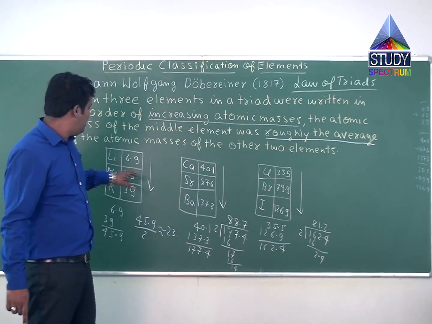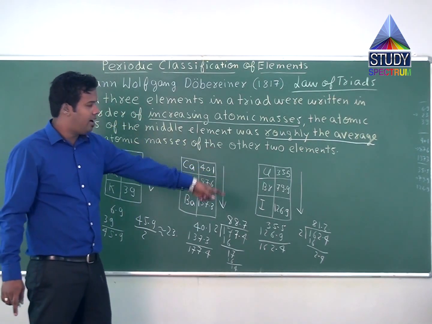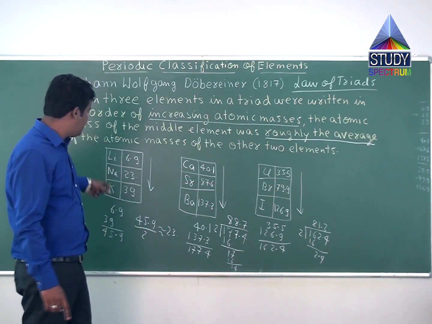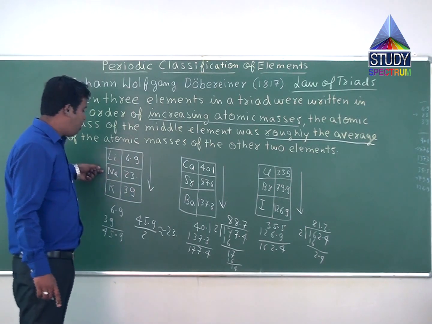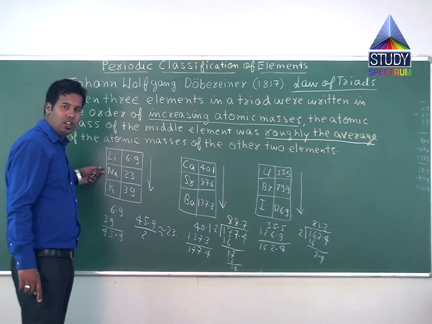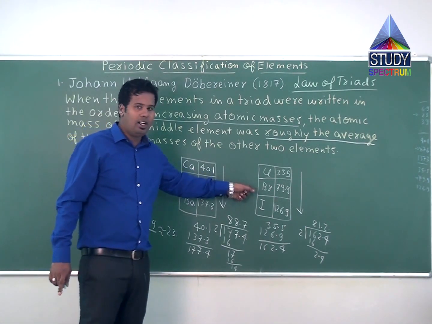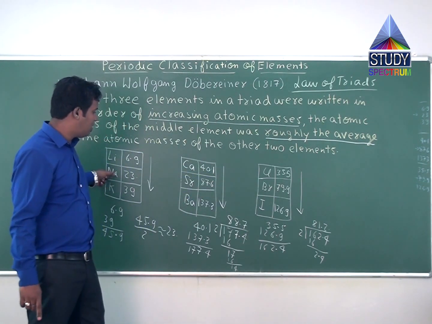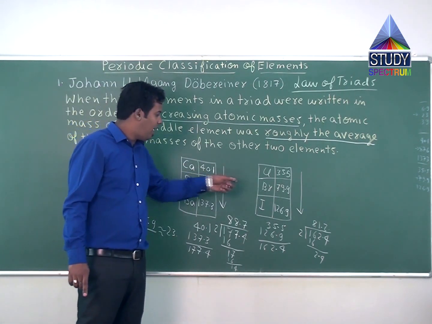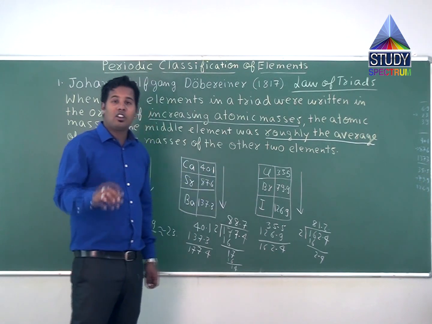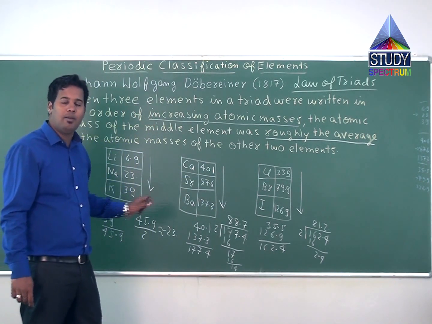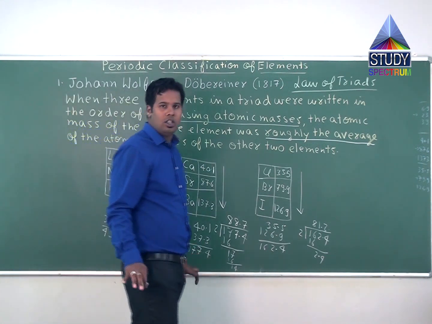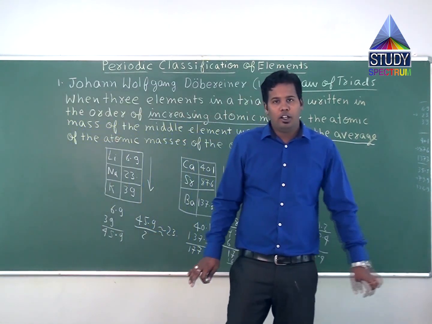When three elements in a triad were written in increasing order of atomic masses, then the atomic mass of the middle element, that is sodium in the first triad, strontium in the second triad and bromine in the third triad, was roughly the average of the atomic masses of the other elements in the same triad. So this was Johann Wolfgang Dobereiner.